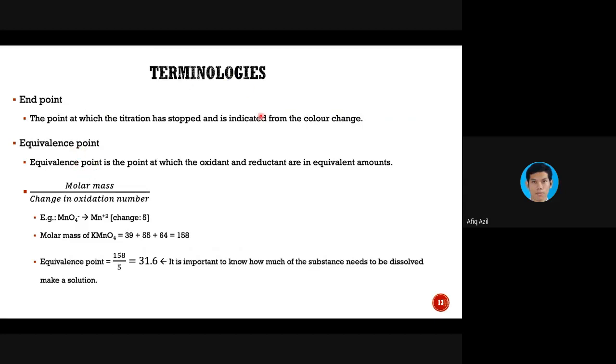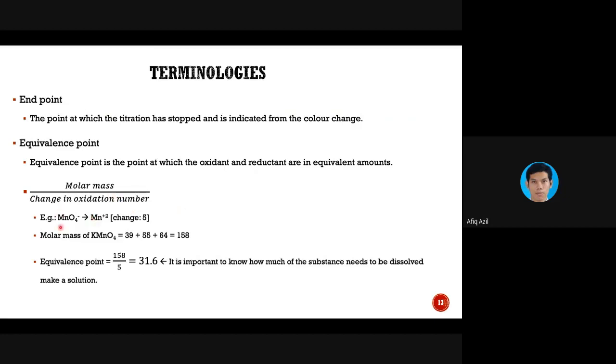In acid and base it is neutralization. If you use strong base and strong acid, then the equivalence point will be maybe at pH 7, or all of the analyte and titrant has been neutralized. But equivalence point in terms of redox, both oxidant and reductant, or the oxidizing and reducing agent, are in equivalent amount. So this actually can be calculated by calculating the molar mass and then dividing it with the change in the oxidation number.